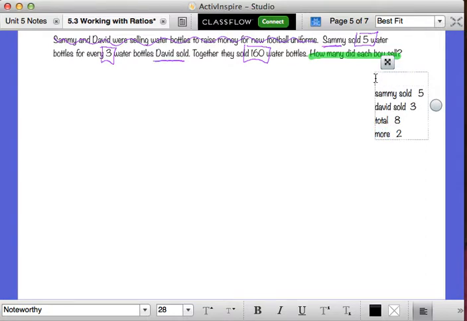Okay, and again, this is my simplified information. My actual information is this 160. So together they sold 160. Since it's together, I know 160 is my actual total.